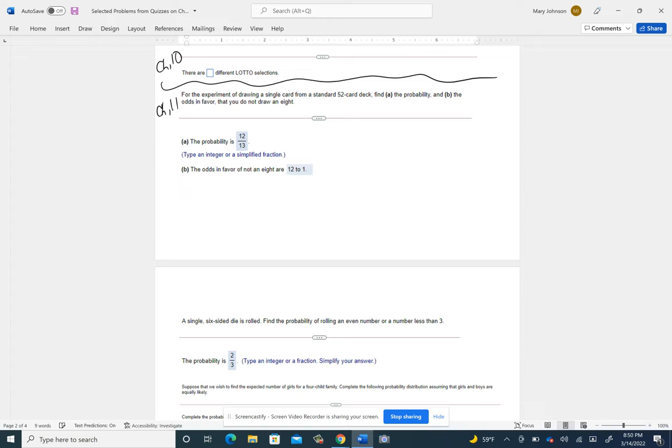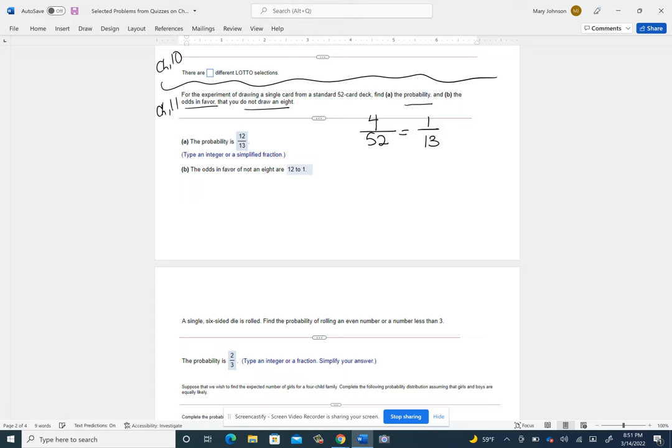All right, so in this one, it says, here we're going to be drawing a single card from a standard 52 card deck. And we want the probability and then also the odds in favor that you do not draw an 8. All right, so one way to think about it is that out of those 52 cards, there are 4 8s, which would simplify to be 1 out of 13 is the probability that you do draw an 8.